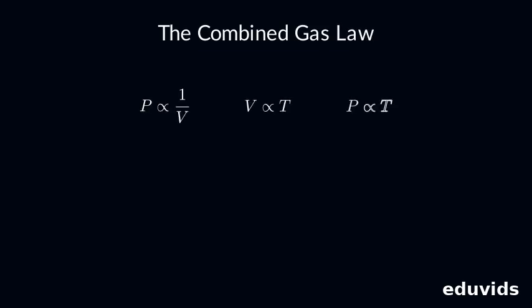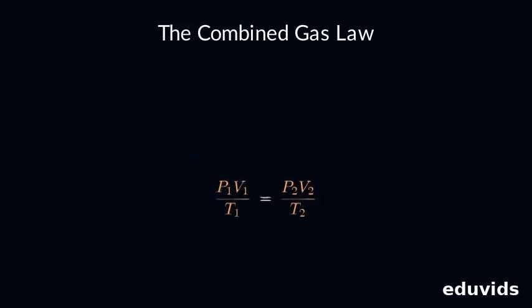Finally, the combined gas law frees all three variables, stitching Boyle, Charles, and Gay-Lussac into one tidy fraction. P1V1 over T1 equals P2V2 over T2.